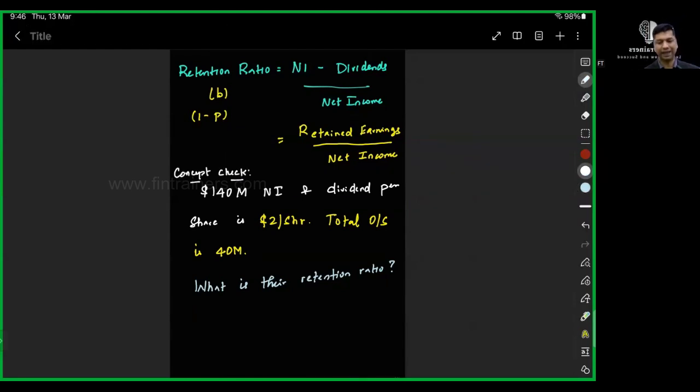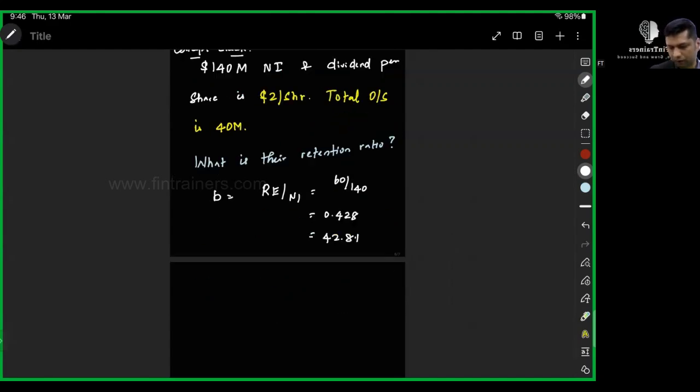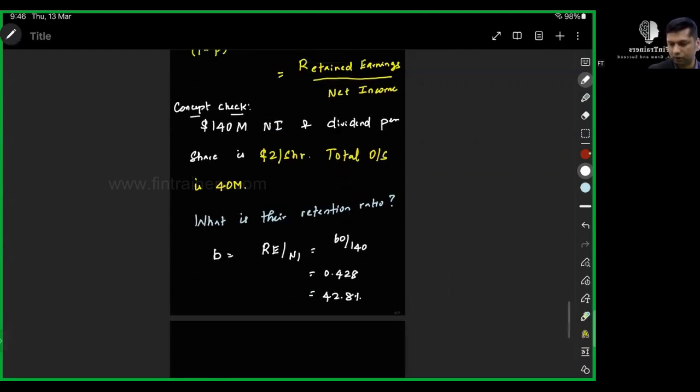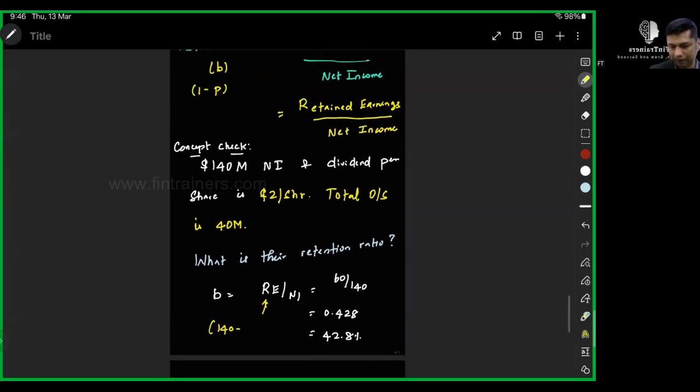So your dividends is 80 million. So that means you're retaining 60. So 60 by 140. So my retention ratio b is equal to retained earnings by net income, which is 60 by 140, which is probably something like 0.428. So your retained earnings is 60 because it is 140 minus your dividend of 80, right?